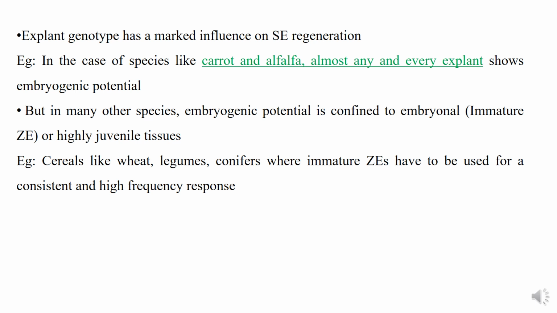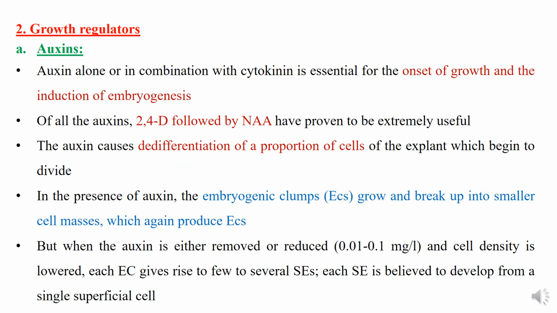But in case of many other species, embryogenic potential is confined to embryonal or highly juvenile tissue, that is younger tissues. In case of cereals, if we take wheat, and legumes, conifers, immature zygotic embryos have to be used for consistent and high frequency response. These are the different examples.